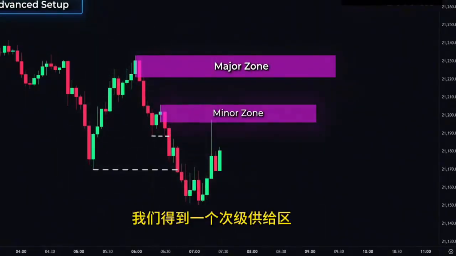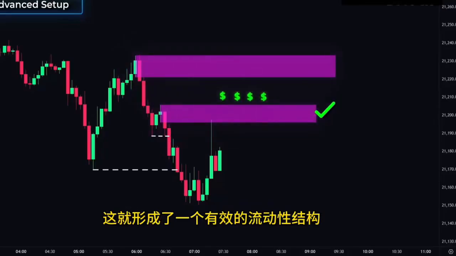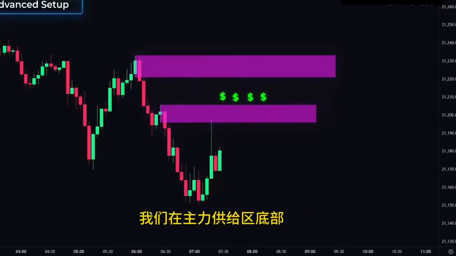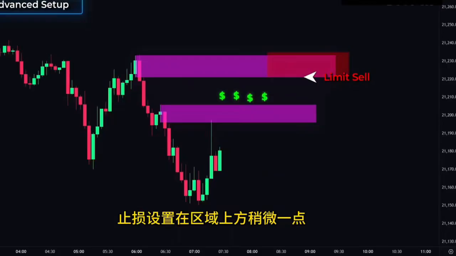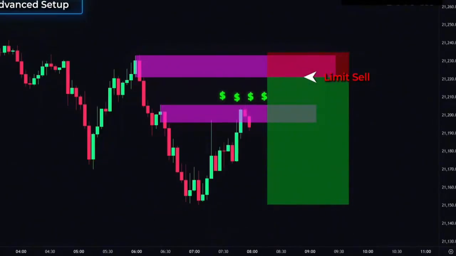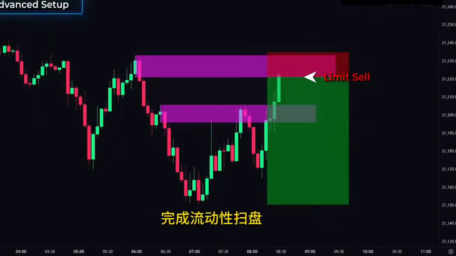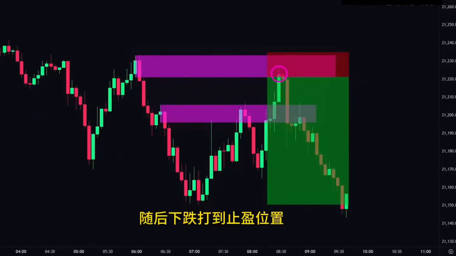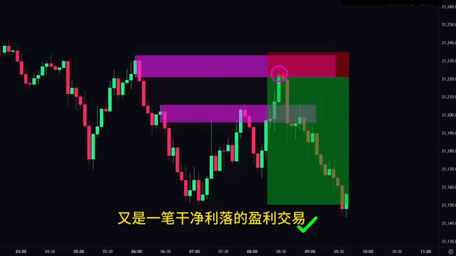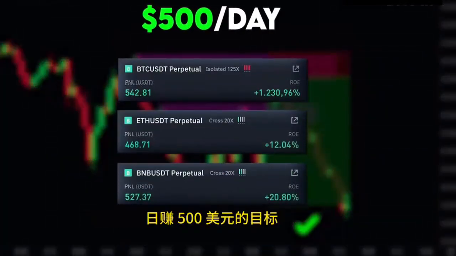At this point, we now have a minor supply zone sitting just below a major supply zone, giving us a valid liquidity setup. So for the entry, we place a limit sell order at the bottom of the major supply zone, set a stop loss slightly above, and target the previous lows for take profit. As we let the price play out, we can see that it showed rejection towards this minor supply zone, further confirming that this is a strong liquidity level, breaks through it sweeping the liquidity, hits our entry at the major zone, and then drops toward our take profit. Another clean and profitable trade. And that was a full tutorial on the liquidity strategy that helped me make $500 per day.